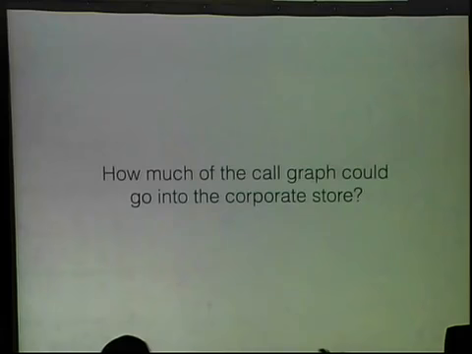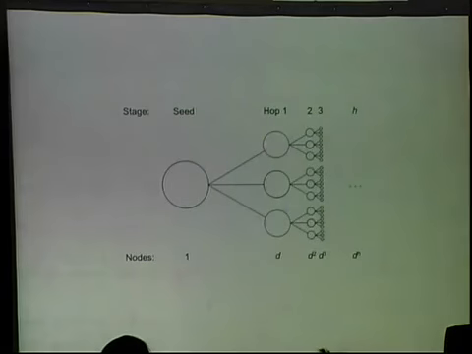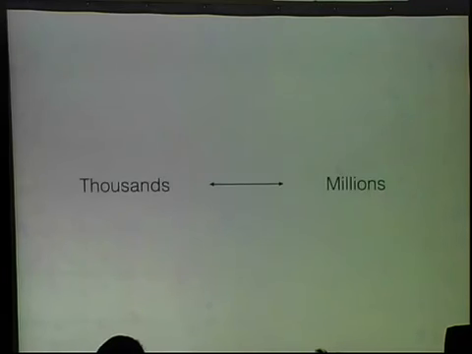Okay, so we thought we should ask how much of the call graph could go into the corporate store. And our first take on this was, well, let's just think about it like a Kevin Bacon problem. A pretty diffuse social network where, very roughly speaking, you have some degree associated with each node and you multiply out the degree, and there you have roughly how many folks are connected within some number of hops. And we certainly weren't the only ones with that intuition, and you would get some number of folks from the thousands to the millions, depending on what you assume the degree was and how many hops you went out. So we thought, okay, that's what this is going to look like.